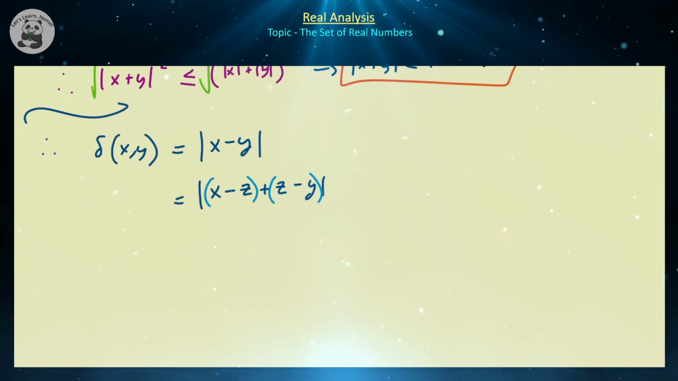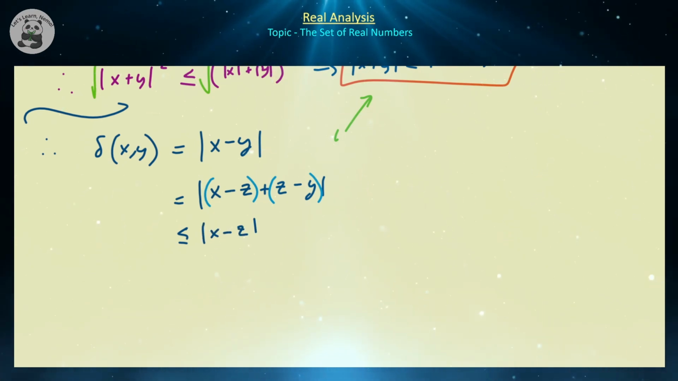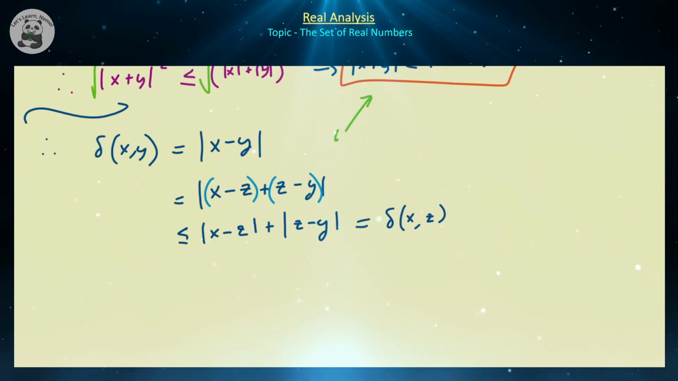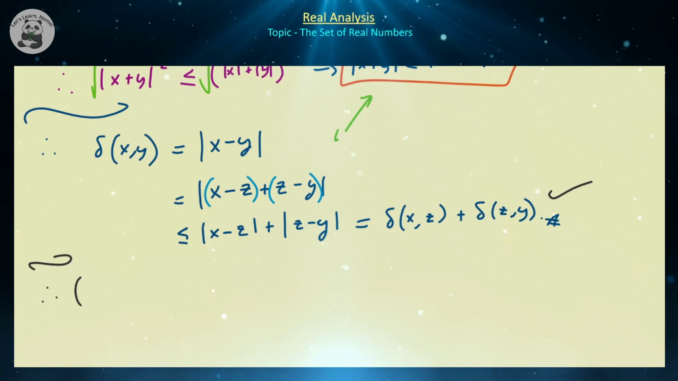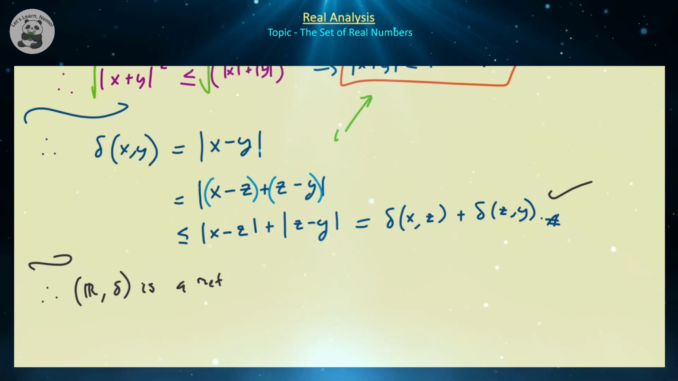So if that's the case, that means this must be less than or equal to, by the triangle inequality that we just proved, the absolute value of x minus z plus the absolute value of z minus y. And we know that that's going to be equal to delta xz plus delta zy by definition. So once we have property 4 established, therefore we have that R delta is a metric space.